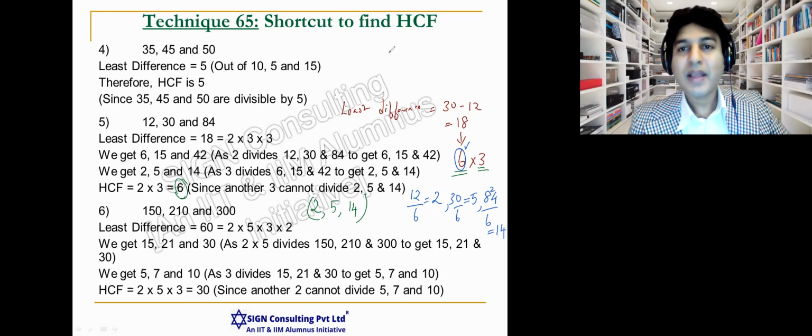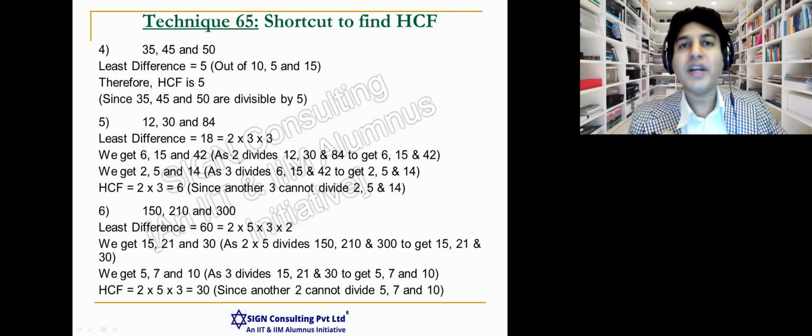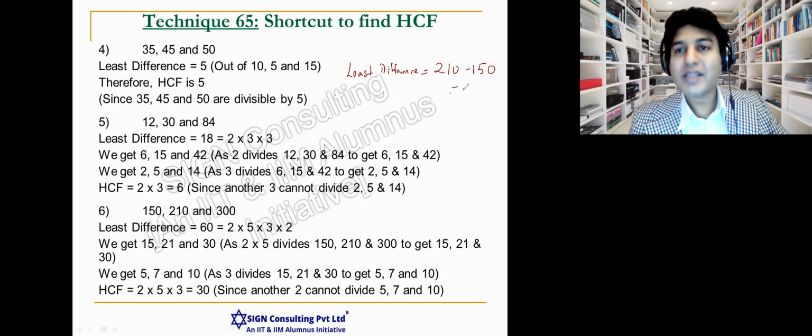And let me do the last problem. Now I have to find the HCF of 150, 210, and 300. So I have to find the HCF of these three numbers. First, let me find the least difference. Now, what is the least difference? The least difference is 210 minus 150. 210 minus 150 is 60.